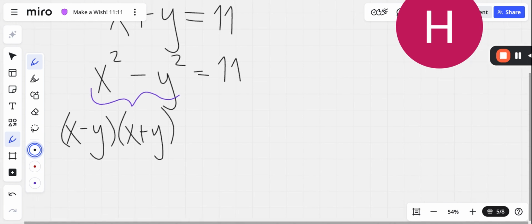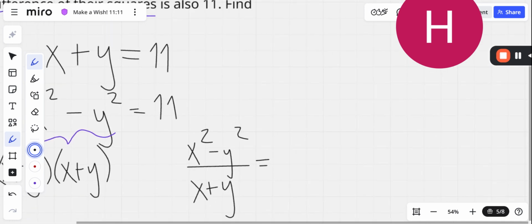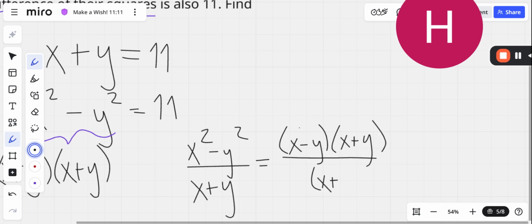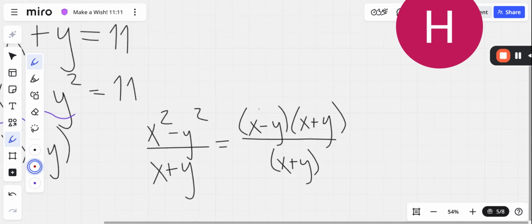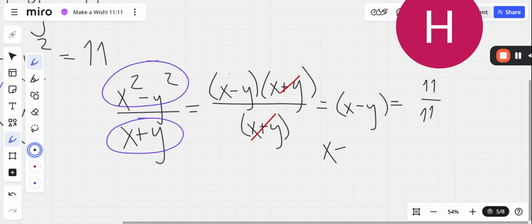So that means if we were to divide x squared minus y squared by x plus y, we'd essentially just be doing x minus y times x plus y over x plus y. And this cancels nicely and just gives us x minus y. But on the other hand, we know the values are 11 being divided by also 11. So therefore we know that x minus y equals 1.